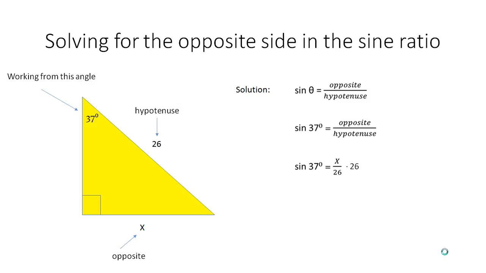Multiply both sides by 26 to maintain the validity of the equation. This eliminates 26 from the right-hand side. Simplification gives the expression 26 multiplied by the sine of 37 is equal to x. Completing this mathematical operation, we can see x is equal to 15.65. This tells us the opposite side length is equal to 15.65 units.